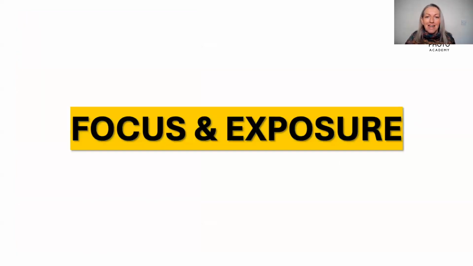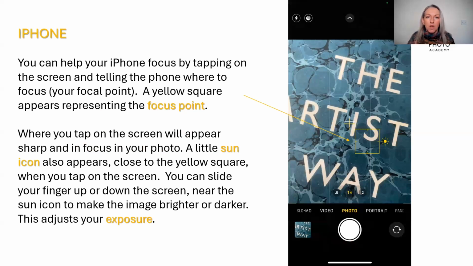And last thing, I mentioned it at the start, was about focusing and exposure. So on your phone, if you want to focus, tap on the screen. And when you tap on the screen, that is doing two things. It's telling the phone where to focus. So think about where you are tapping. And then also when you do that, there should be a sun icon which appears close to the focus square or circle, depending if you're iPhone or Android.